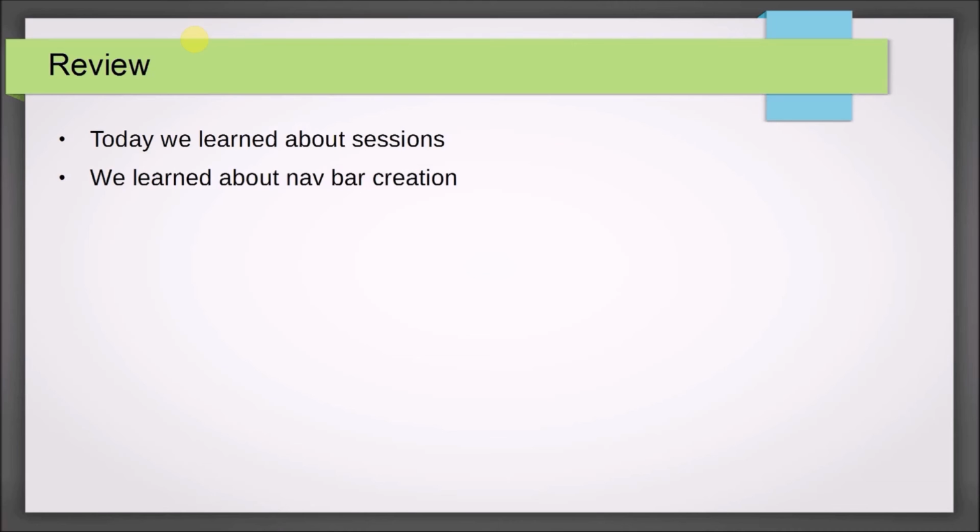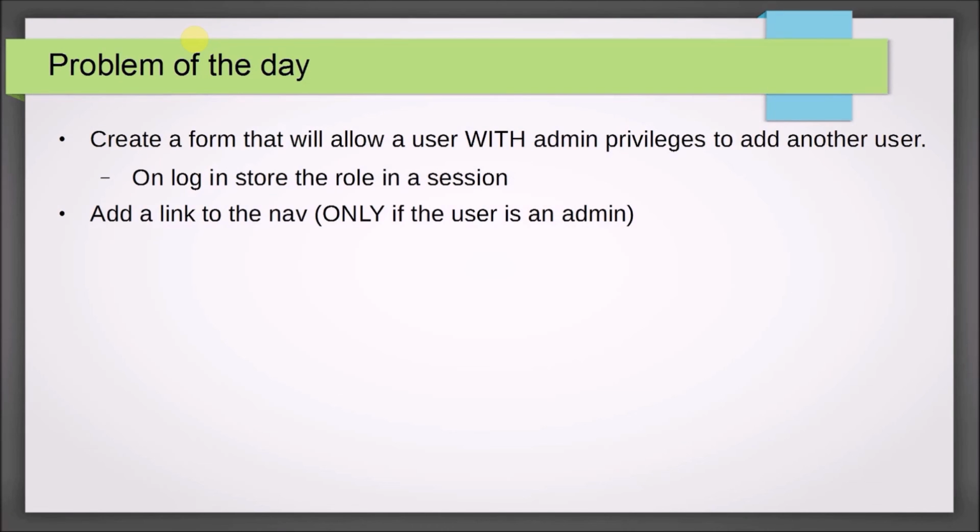So for today, for review, we've learned about sessions, and we learned a little bit about Navbar creation. For the problem of the day, I want you to create a page that will allow a user with admin privileges to add another user to hoot. On login, you can store the role in the session. I would recommend that, and add a link to the Navbar only if the user is an admin. Also, make sure any controller functions are surrounded by a check that the user is an admin, because remember, anyone can access the controller functions just by typing in the URL. So you still have to protect the functions themselves.